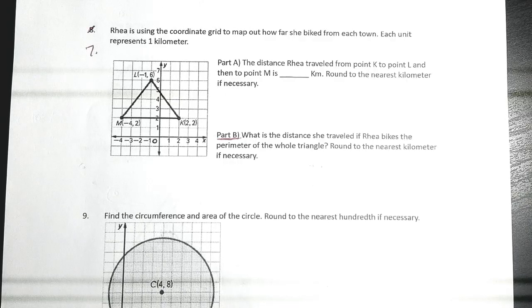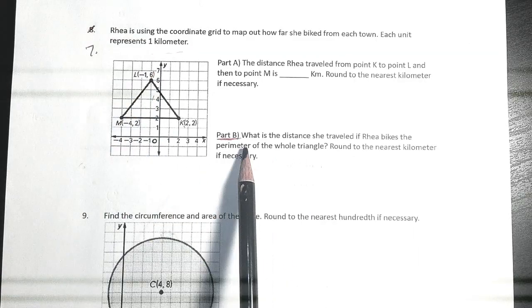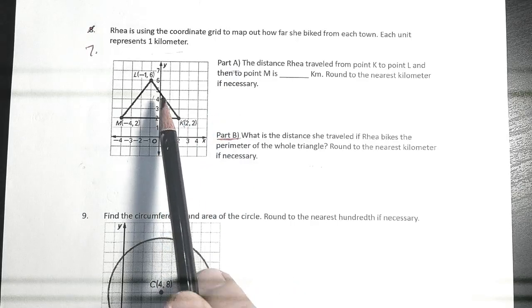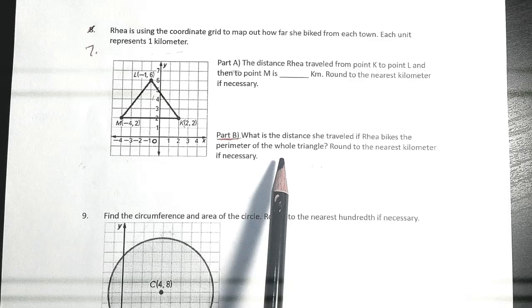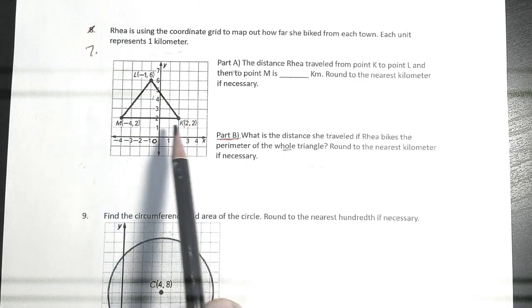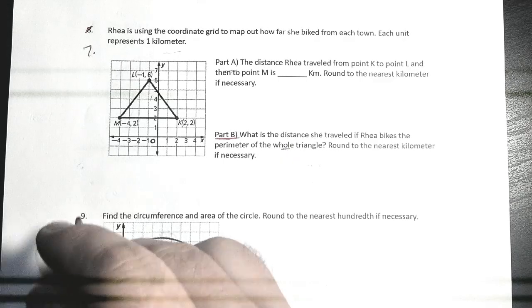All right, number 7. Rhea is using a coordinate grid to map out how far she biked from each town, and each town is going to be each point here. Each unit represents 1 kilometer. Part A is going to ask you about 2 of these sides. Part B is going to ask you for the whole triangle. So I'm going to do part A, set you up for part B, and then move down. Number 9 is one of these.